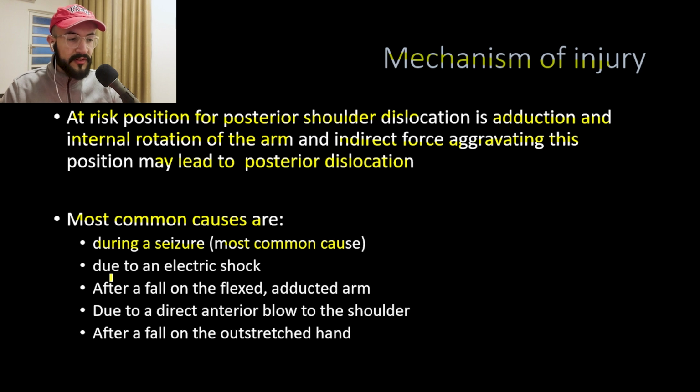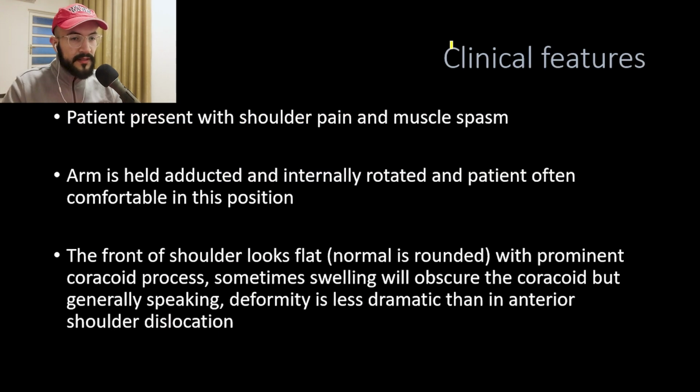Also, this could occur due to an electric shock or after a fall on the flexed adducted arm, meaning a fall on the at-risk position, and due to a direct anterior blow to the shoulder, so a blow to the shoulder anteriorly would push the humeral head backward and lead to dislocation, and also after a fall on the outstretched hand.